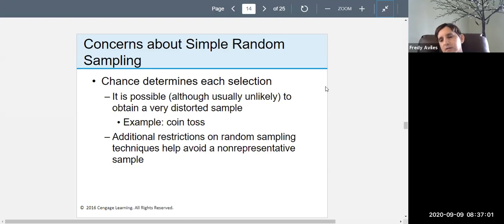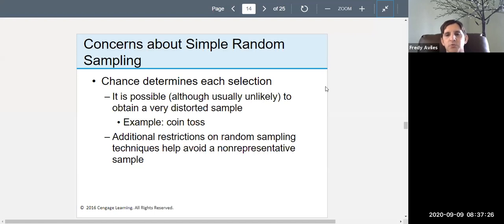Or you can also select participants who are relatively younger, who are maybe relatively more educated, or whatever it is. You can still get a biased sample. It's not guaranteed to give you an unbiased, representative sample. It's more likely to give you that, but it can still happen. Just like with a coin toss, you can toss it a bunch of times, and it can still give you odds that are not exactly 50-50.